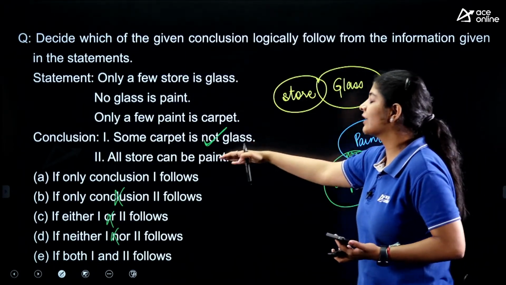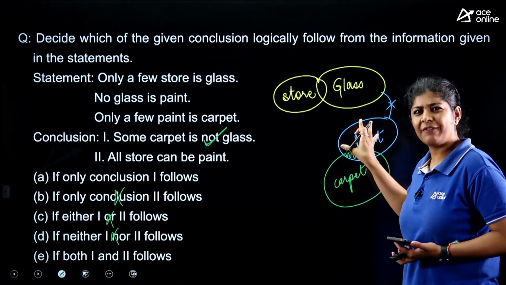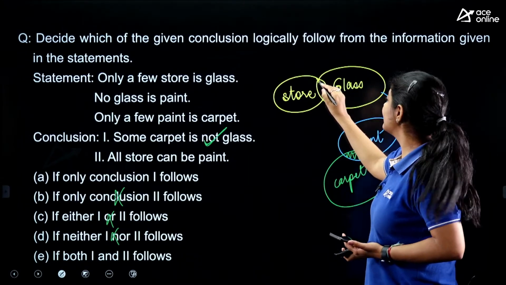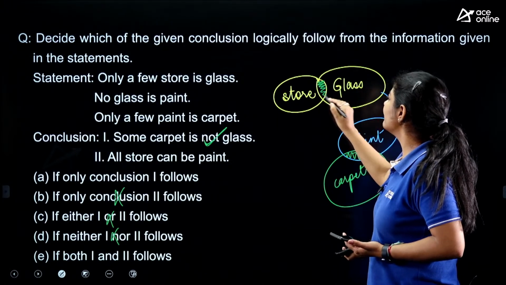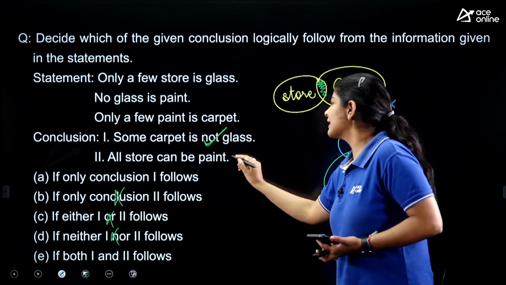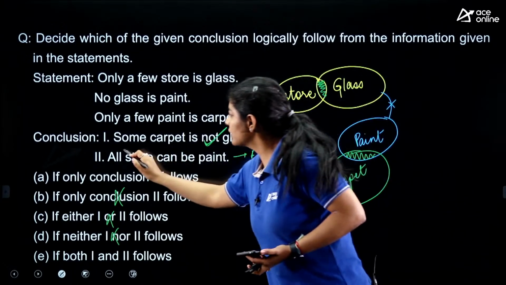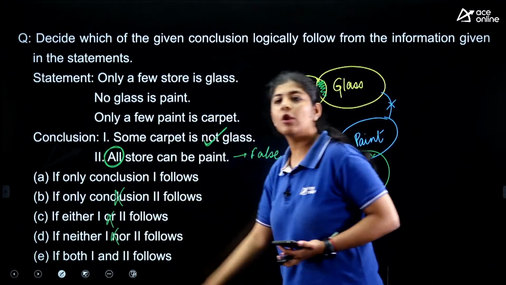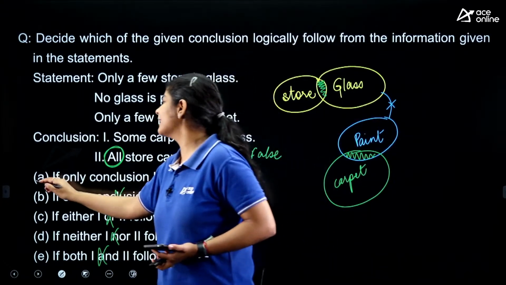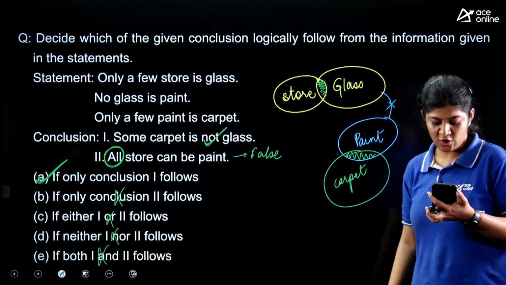Now check the second one. All stone can be paint. Do we have any direct or indirect relation? No. But we can say that this part of stone, which is common with glass, can never be a part of paint. So we can say that this one is false. Why is this one false? Because here we are using the word all, and all belongs to universal things. That means this option is also eliminated, and the correct answer over here is option number A.